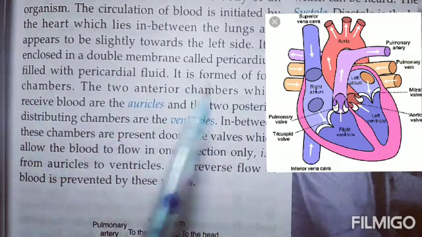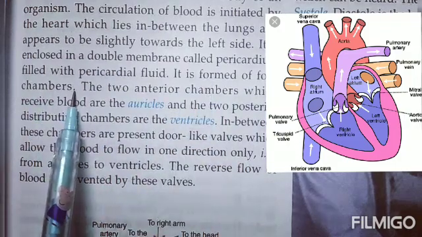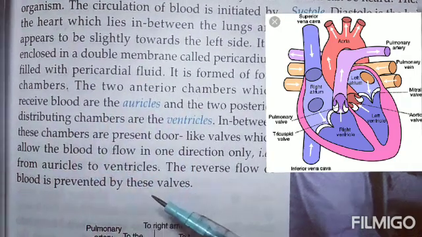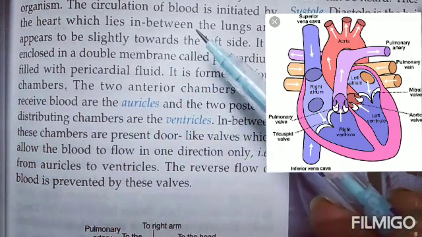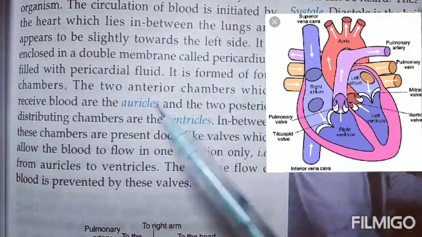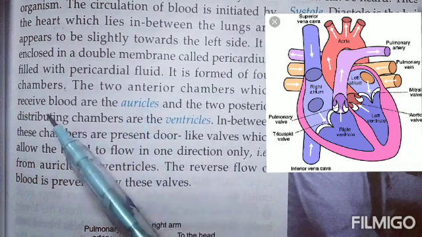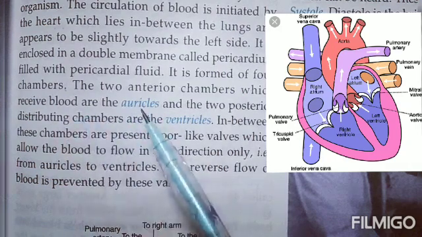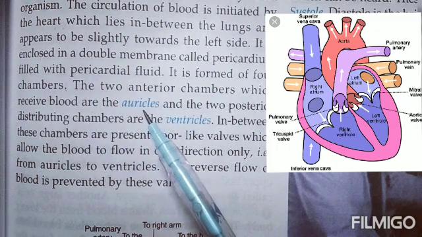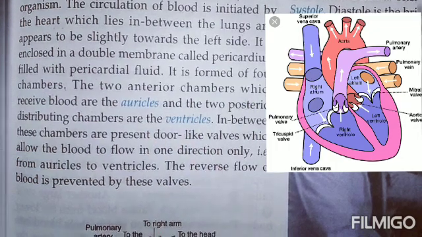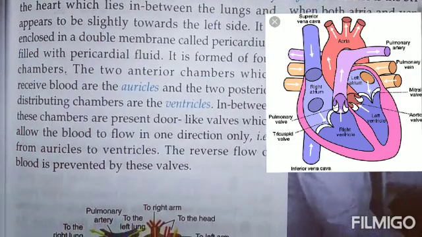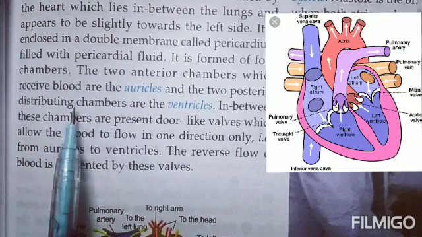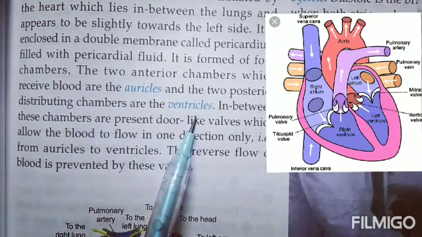It is formed of four chambers. A human heart has, children, four chambers. That means four rooms. The two anterior chambers, that means the two chambers as you can see in the picture, children, that are towards the top side, are known as the auricles, and they receive the blood. That means the blood comes to the heart and gets collected in the auricles. The lower part, as you can again see in the picture, children, are known as the ventricles, and the blood gets distributed to the body through the ventricles.